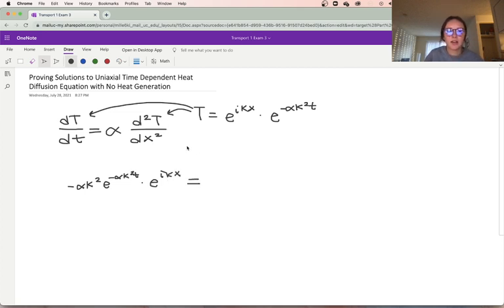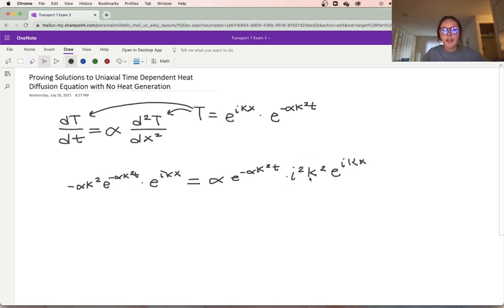And then on this side, if we take the second derivative of this part, we are going to see that we only have to deal with this term because this term only depends on time and this term depends on position. And so when we take that out twice and we derive it twice, we get i squared and k squared. So what we're going to end up with is alpha times e^(-αk²t) times i squared times k squared times e^(ikx).